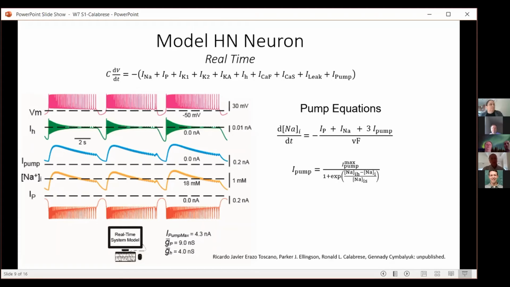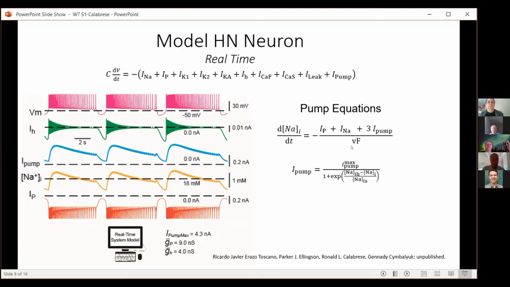And this is a nice model because this model runs in real time on a signal processing board. So this is a real-time model, unlike the other one, which is a computer model. This is a real-time model, and it has this simplification that we're only looking at the major players in sodium. Okay, but it has all the other currents in it. It just doesn't calculate those.